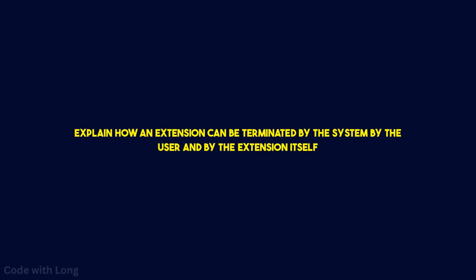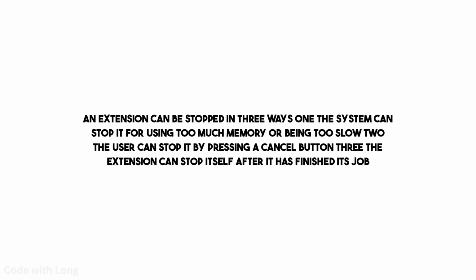Explain how an extension can be terminated by the system, by the user, and by the extension itself. An extension can be stopped in 3 ways. 1. The system can stop it for using too much memory or being too slow. 2. The user can stop it by pressing a cancel button. 3. The extension can stop itself after it has finished its job.